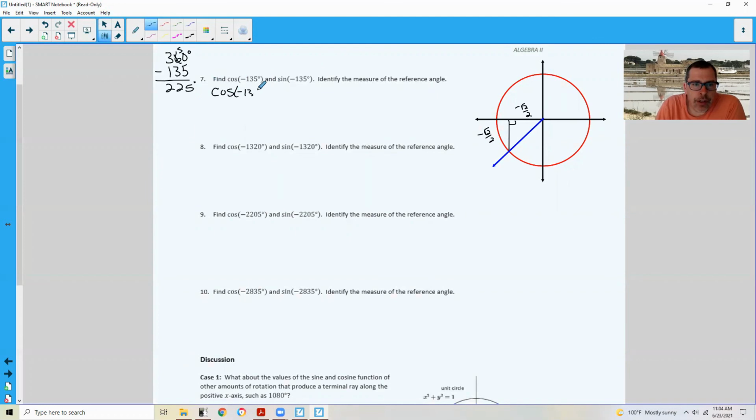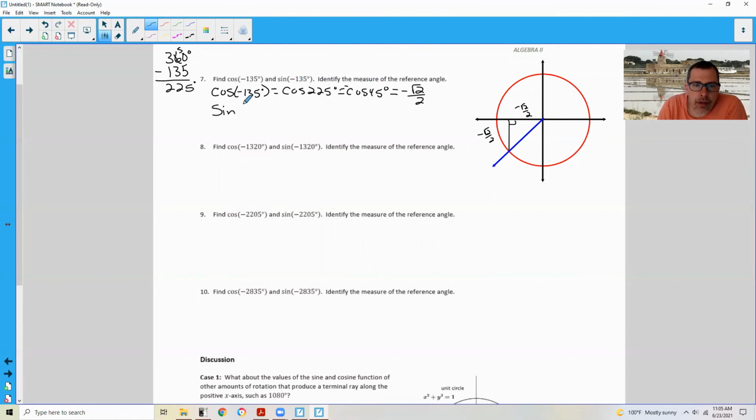of negative 135 degrees is equal to the cosine of 225 degrees, but we still want the reference angle, and 225 is 180 degrees plus 45 degrees. So that would equal the cosine of 45 degrees. Okay? But cosine in the third quadrant is negative. So cosine 225 is equal to the negative cosine of 45 degrees, which equals negative square root 2 over 2.